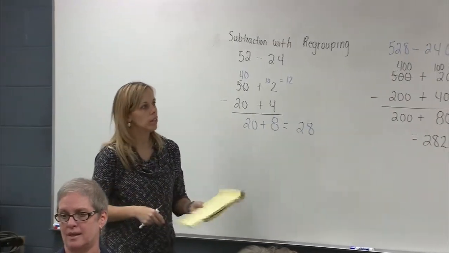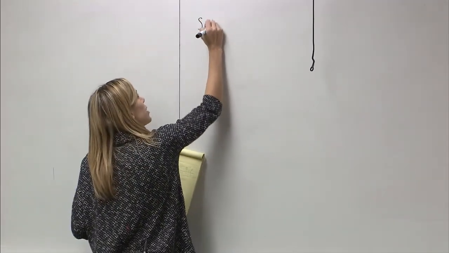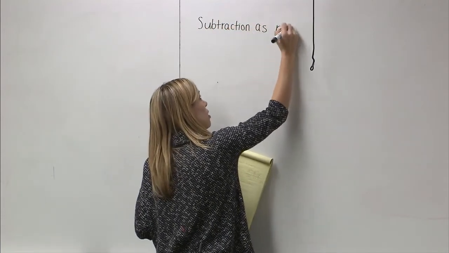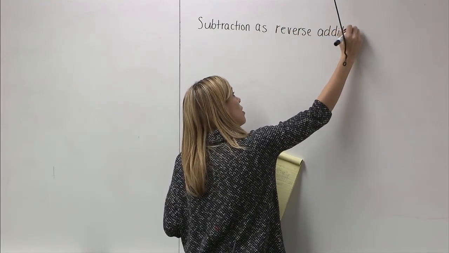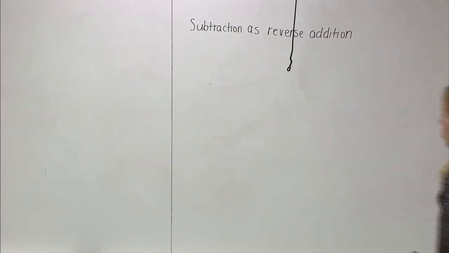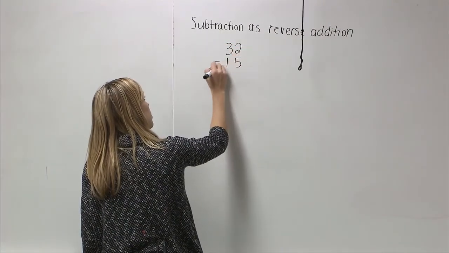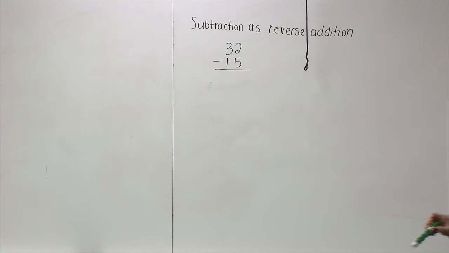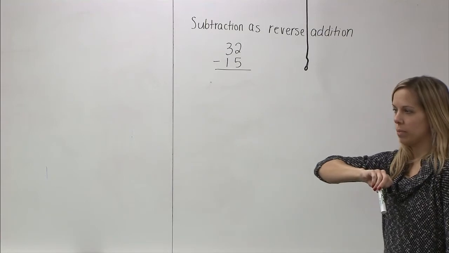So the last one is the one I was telling you about that has everybody all upset. Subtraction as reverse addition. So we're going to look at 32 minus 15. And so what we would say to students is, I'm starting at 15 and I want to know, how do I get to 32?